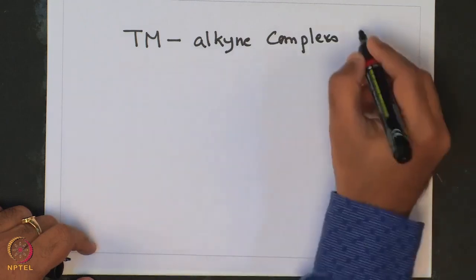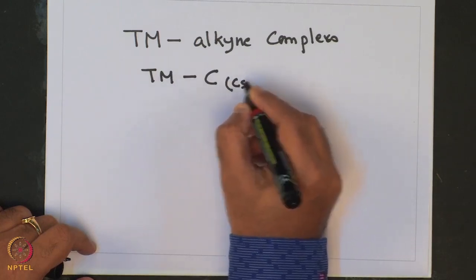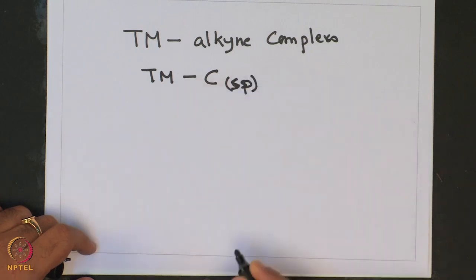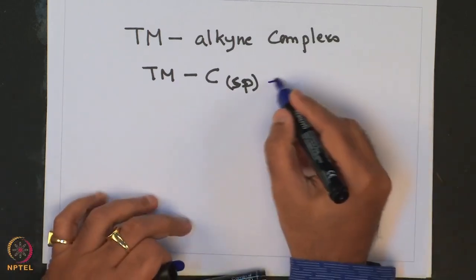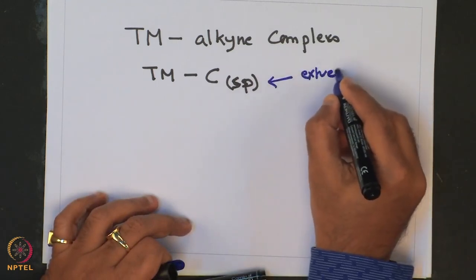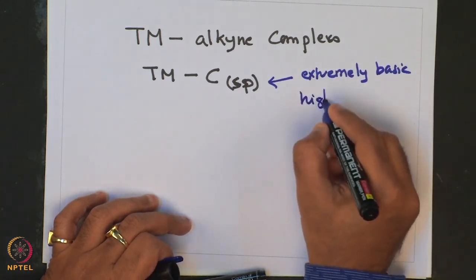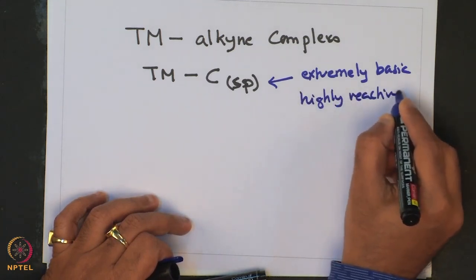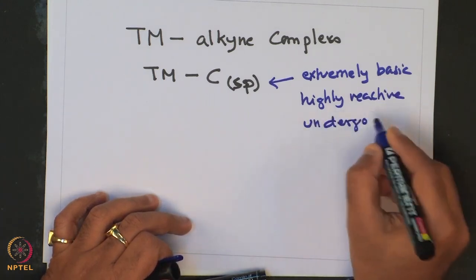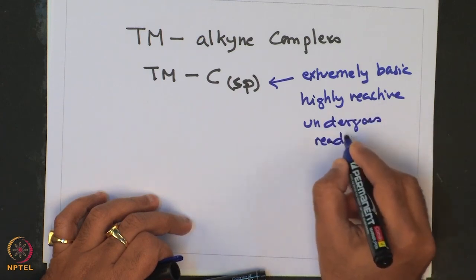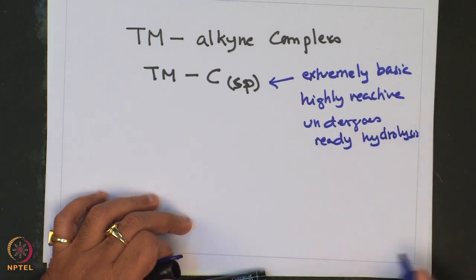Or can be referred to as C-C sp. In terms of hybridization, as a result, these complexes are very basic, highly reactive, undergo hydrolysis, and are also polymeric in nature.